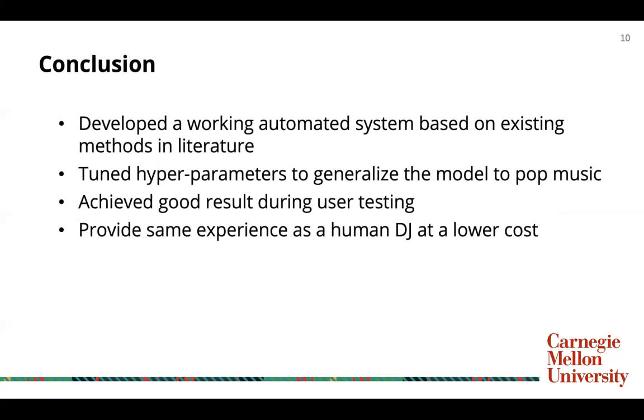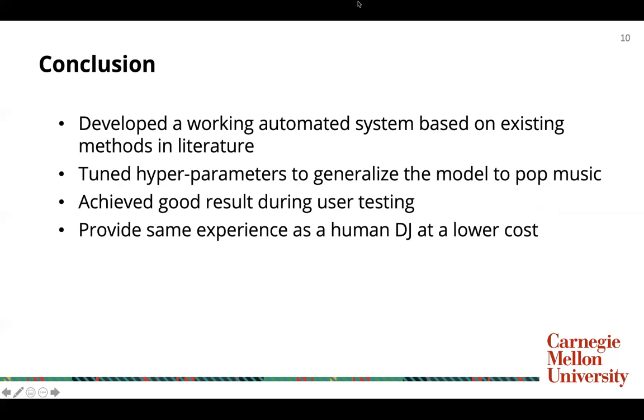In conclusion, our team was able to develop a working automated DJ system based on the machine learning methods described in the paper by Len van Leeuwen from Ghent University. Although the original code was designed for drum and bass music, with some modifications and hyperparameter fine-tuning, we achieved good results on pop music as well.